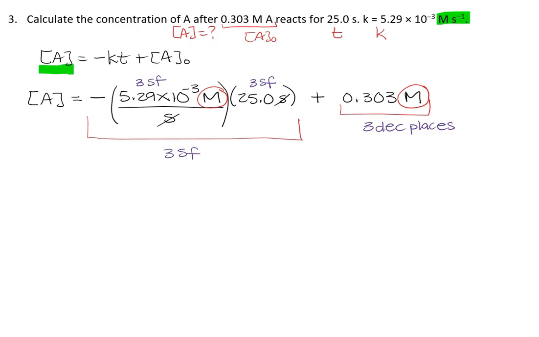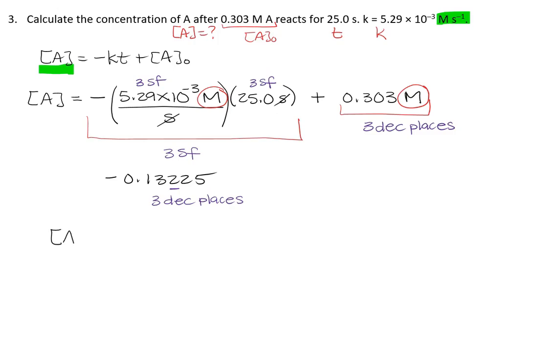So when I do this math, 5.29 times 10 to the negative 3 times 25.0, my value is negative 0.13225. That's just what comes out of the calculator. I need to keep 3 sig figs, so that's going to be here, and that also corresponds to 3 decimal places. Now it turns out, for this particular example, that my decimal places are the same, 3 decimal places, 3 decimal places, and so my final answer will have to retain 3 decimal places.